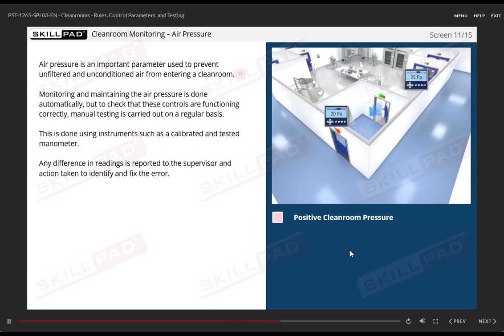This is done using instruments such as a calibrated and tested manometer. Any difference in readings is reported to the supervisor and action taken to identify and fix the error.